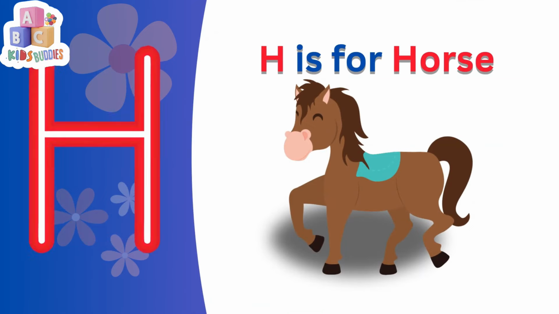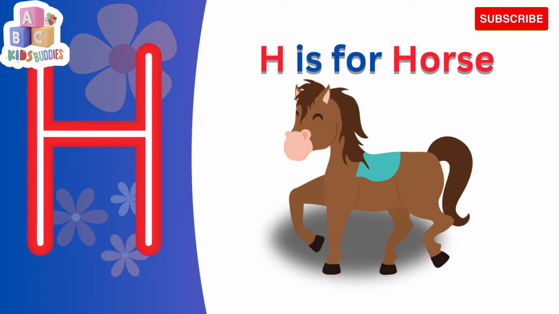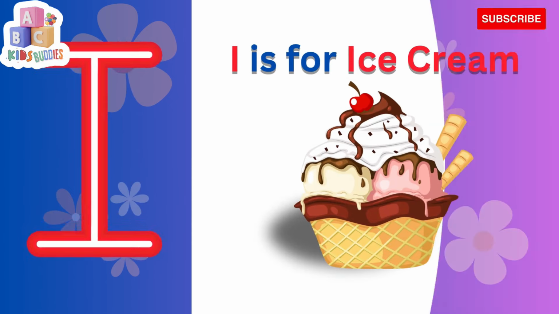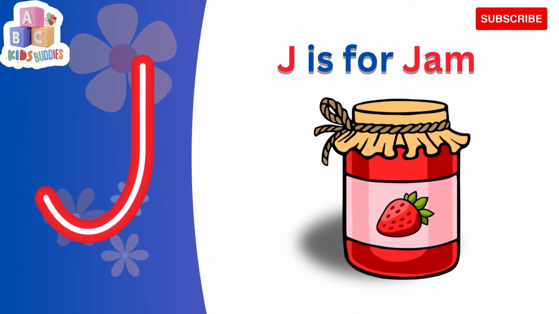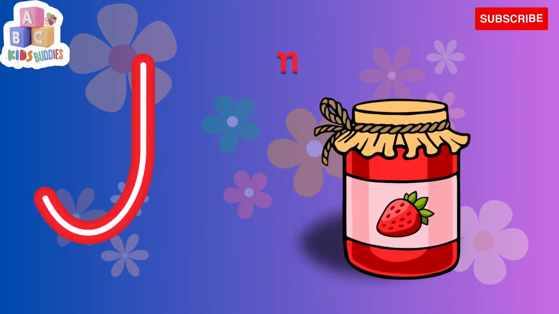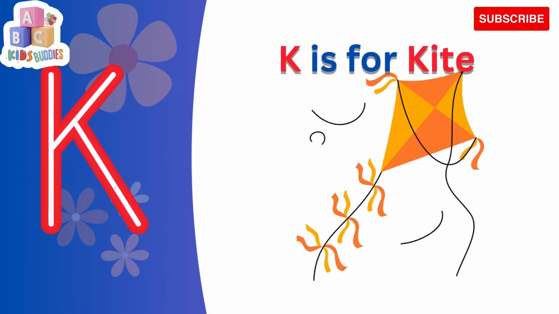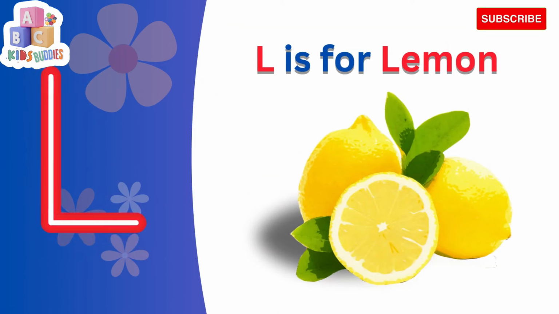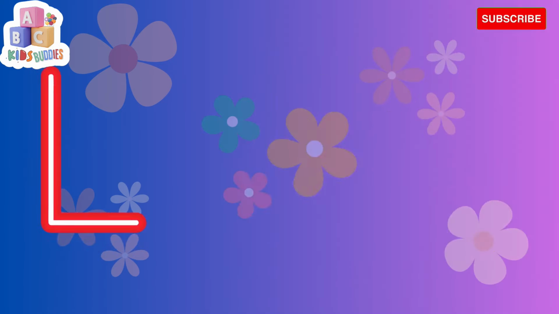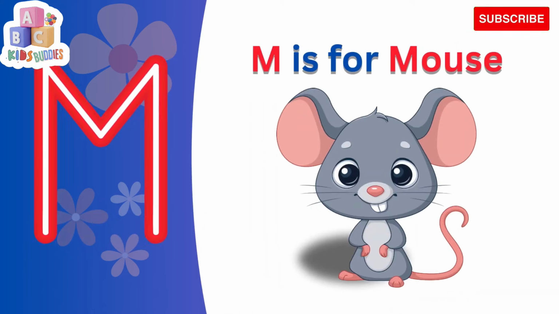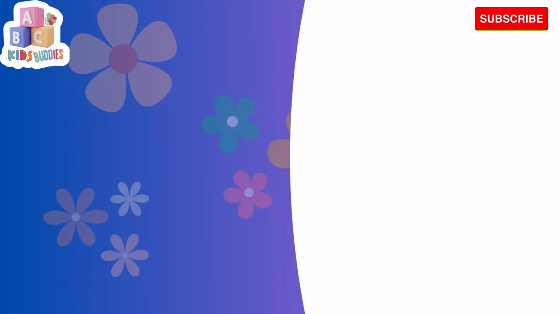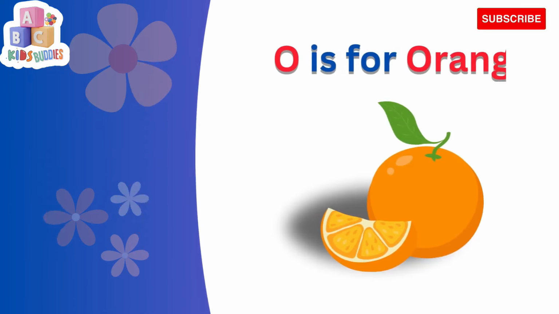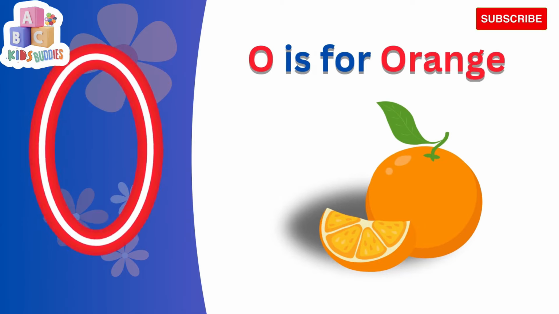H is for horse. I is for ice cream. J is for jam. K is for kite. L is for lemon. M is for mouse. N is for needle. O is for orange.